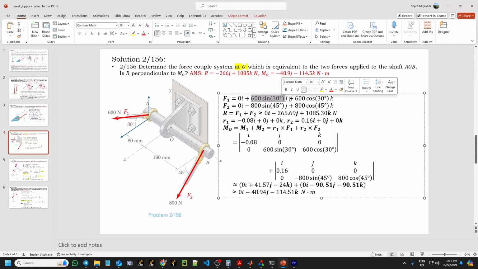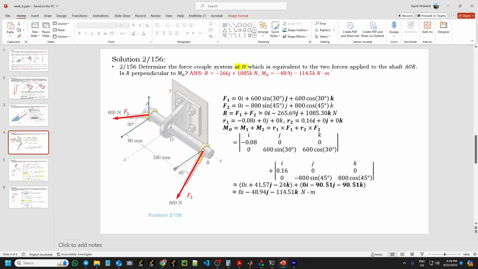So let us write the F1. 600 sine 30 times j, and 600 cosine 30 times k. Actually, times k is also correct, or times j, but you can just say j and k, which are the unit vector for the y, this one, and this is for the z axis. What about F2?